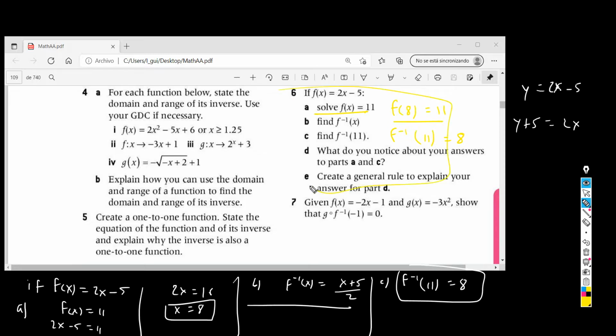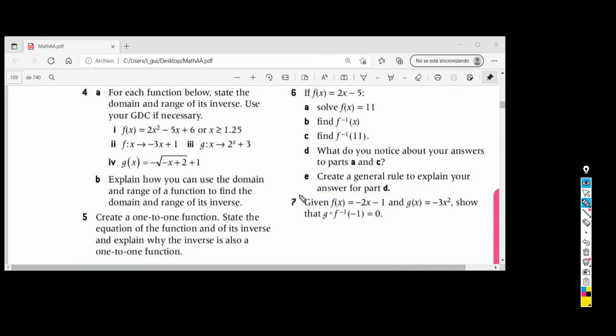I don't know why they put this problem. It's very simple. Okay, that's what f inverse does. It reverses the whole thing. And that's it. I don't understand the purpose of this problem.